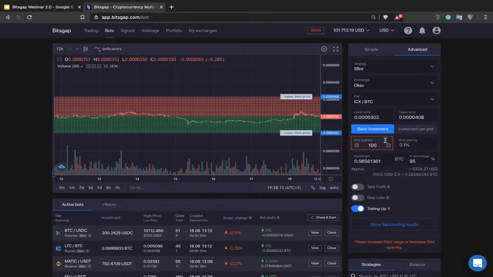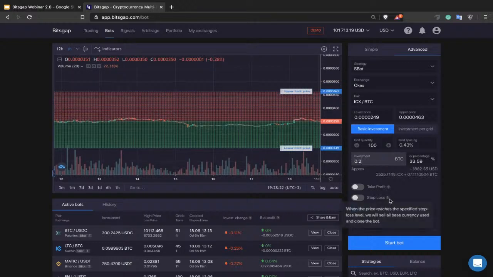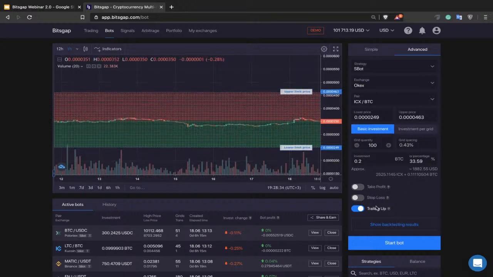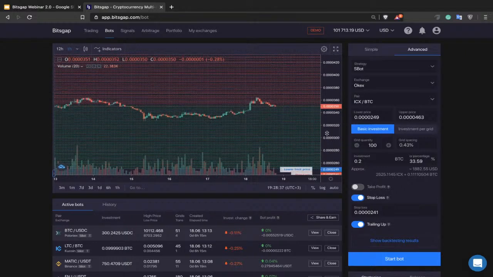And let's increase the price range, and let's set the investment 0.2. Here I have some options: take profit, stop loss, and trading up. Well, the take profit, I will explain what this is all about in 5 minutes. The stop loss, it's pretty simple to understand. I guess all of you are familiar with what this is all about.